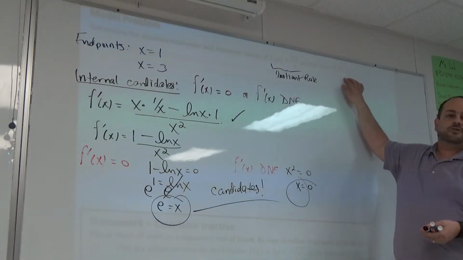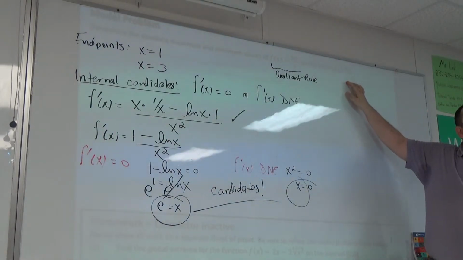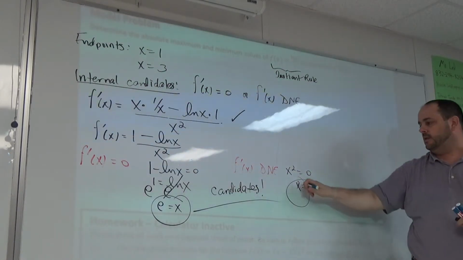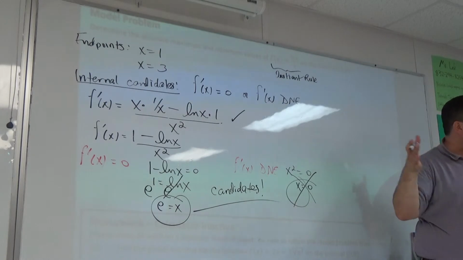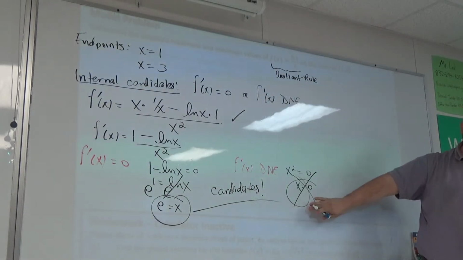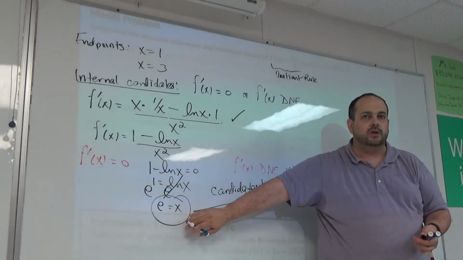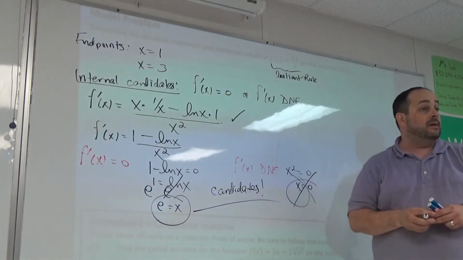Look at the domain restriction. You only want to look from 1 to 3. So the one that you're going to get rid of is 0. X equals 0 for this problem with these domain restrictions is not an internal candidate. X equals e is the only internal candidate, and we still have endpoints.